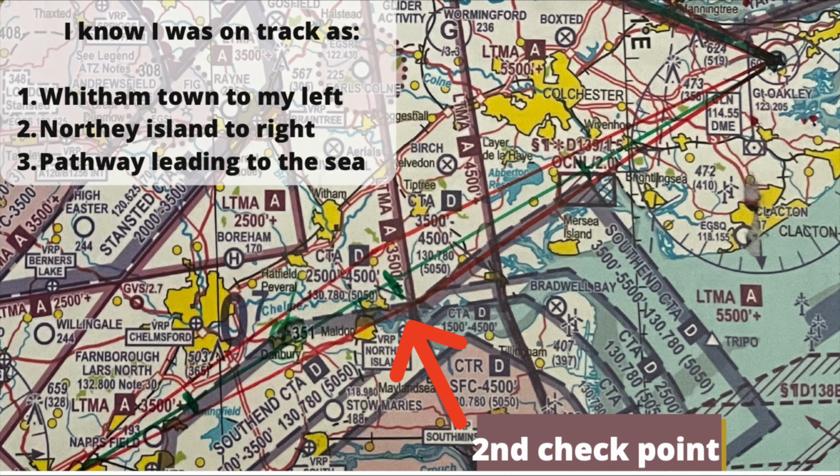So now that we've arrived at our halfway point, our second checkpoint, I can see again that we're on the right track. How do I know that? One, because I'm looking over to my left-hand side for a town. That's Maldon, the town you can see on the map. You can also see Northey Island on the right-hand side. And finally, you can also see the way the water goes out to the sea. That's a massive reference point that you can use to your advantage.